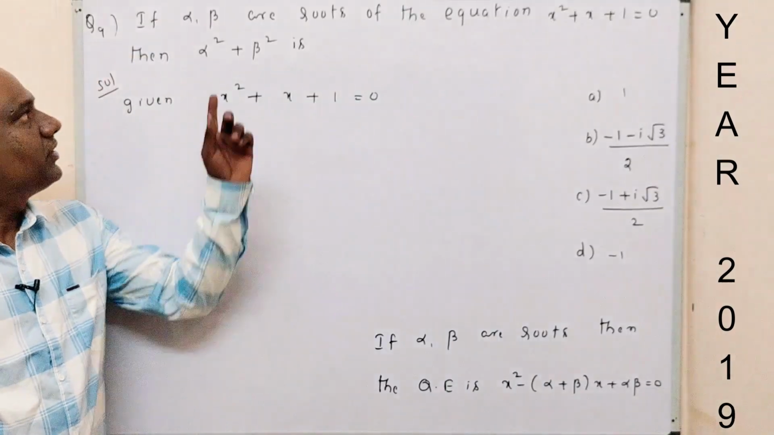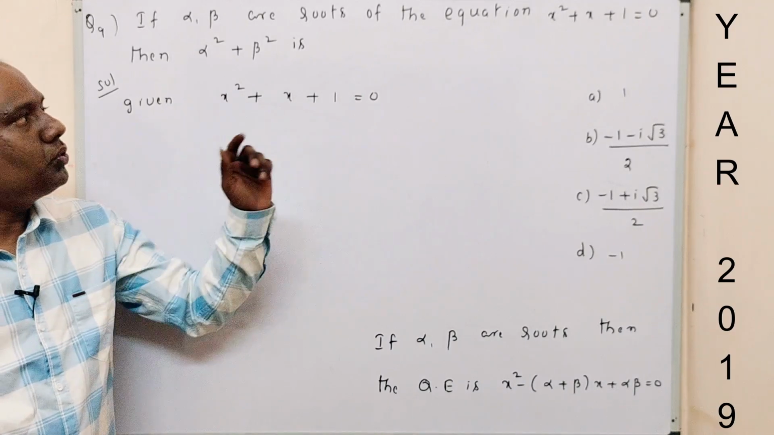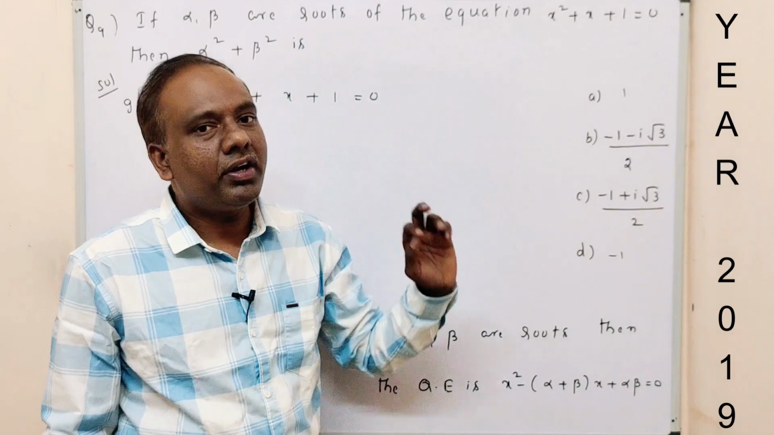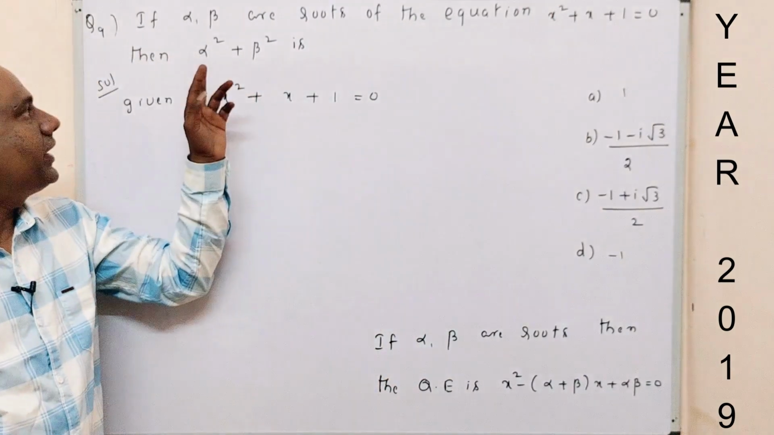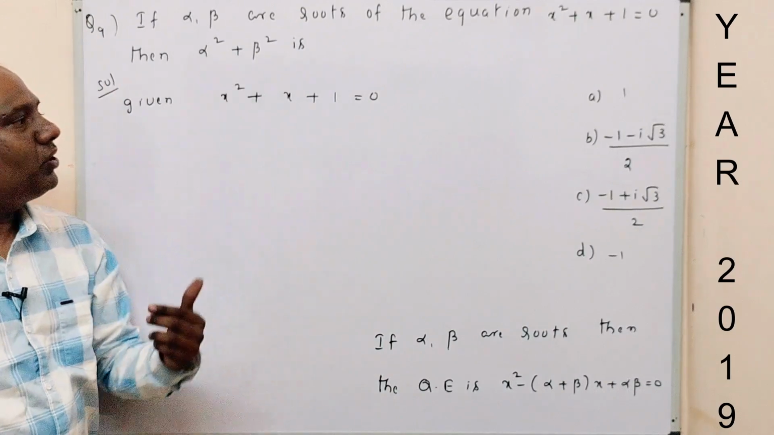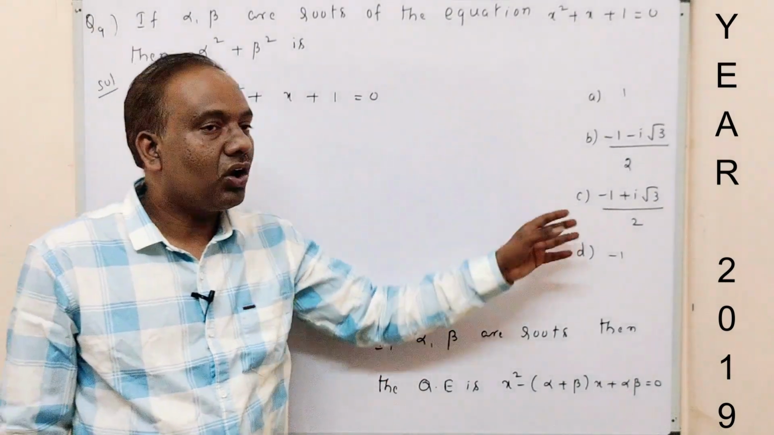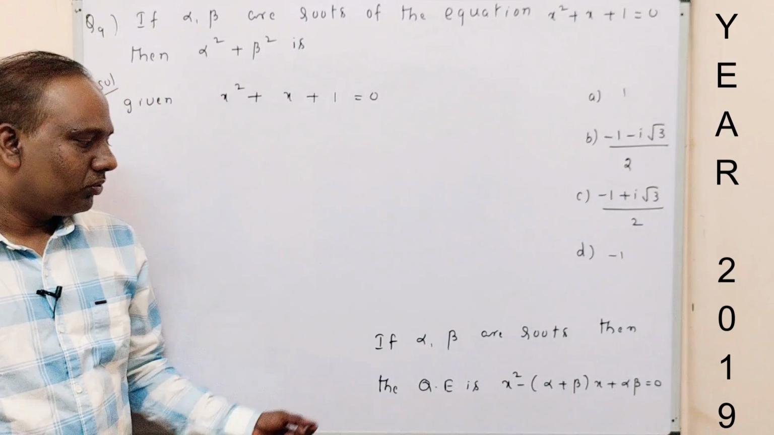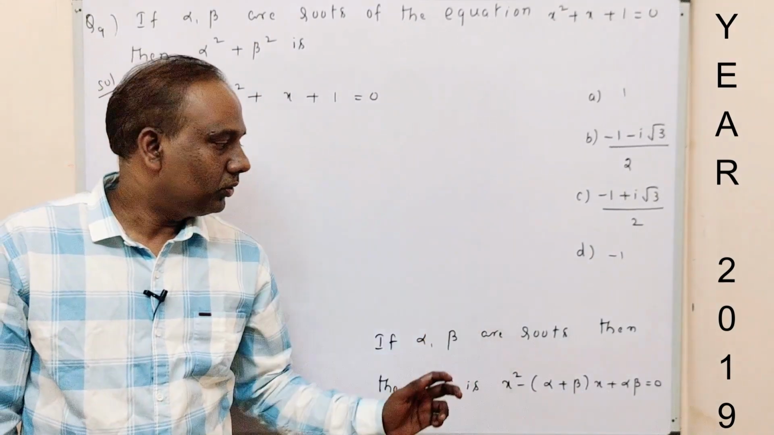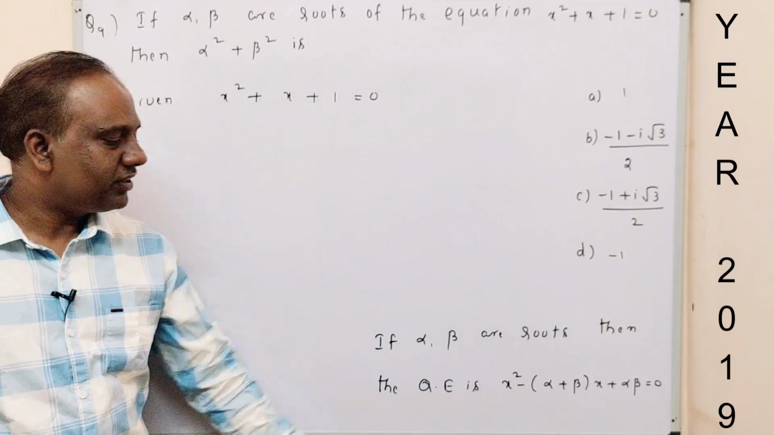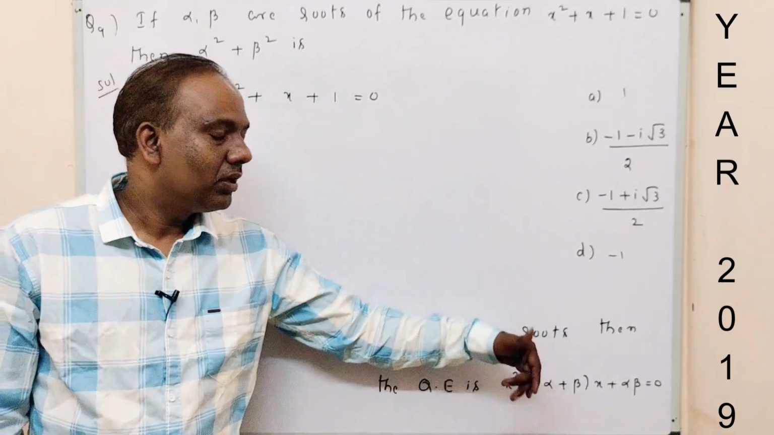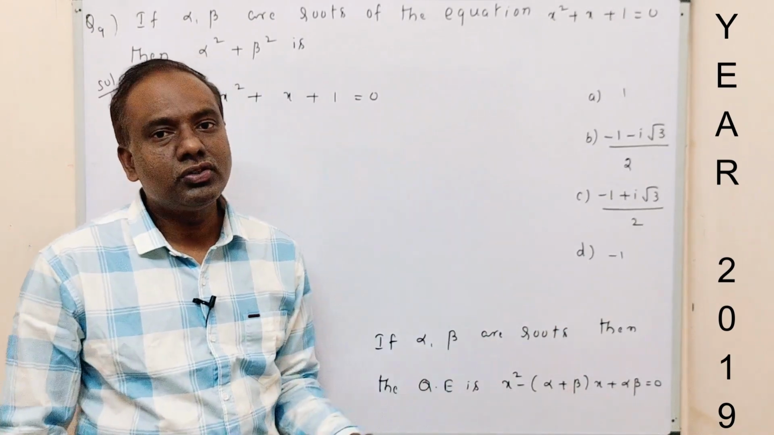The question is, if alpha comma beta are roots of the quadratic equation x square plus x plus 1 is equal to 0, then alpha square plus beta square is. So this value we calculate here. So these are the options. And now one formula: if alpha comma beta are roots, then the quadratic equation is x square minus (alpha plus beta) into x plus alpha beta is equal to 0.